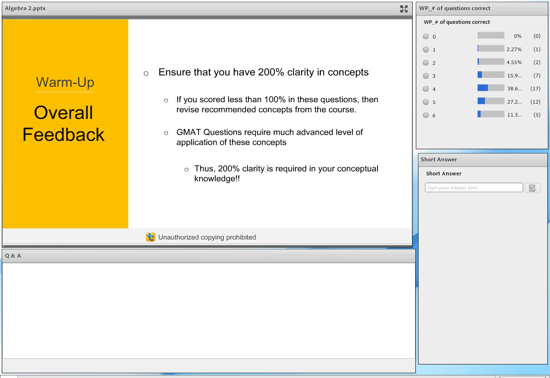Okay. So tell me, what are your learnings from the warm-up section? Write down all the learnings that you have or all the feedback that you have gotten from the warm-up section. Write down in the short answer poll.